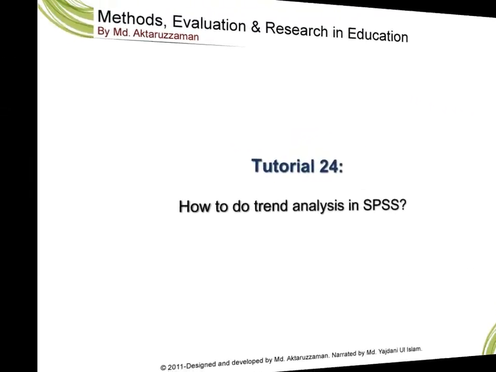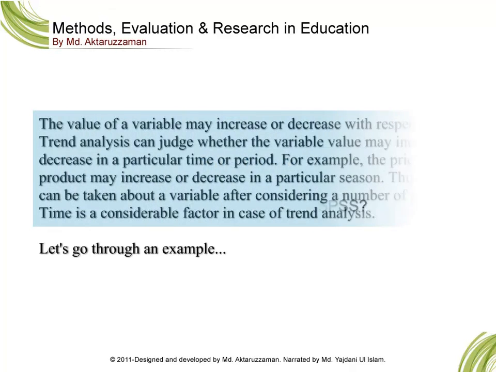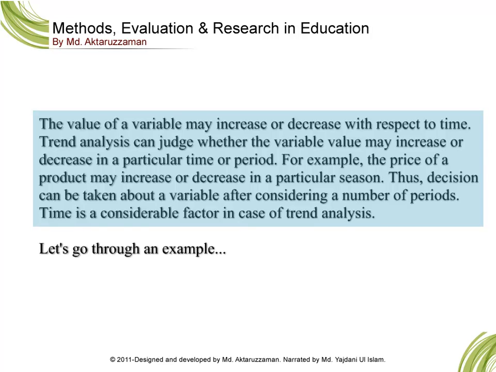Today we're going to learn how to do trend analysis in SPSS. The value of a variable may increase or decrease with respect to time. Trend analysis can judge whether the variable value may increase or decrease in a particular time or period. For example, the price of a product may increase or decrease in a particular season. Thus, a decision can be taken about a variable after considering a number of periods. Time is a considerable factor in case of trend analysis. Let's go through an example.